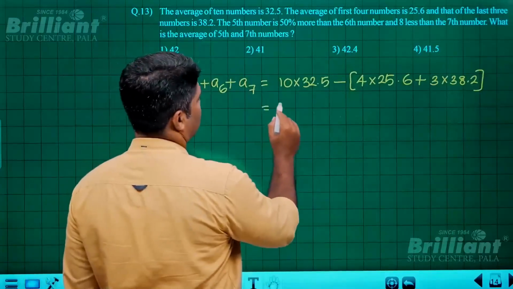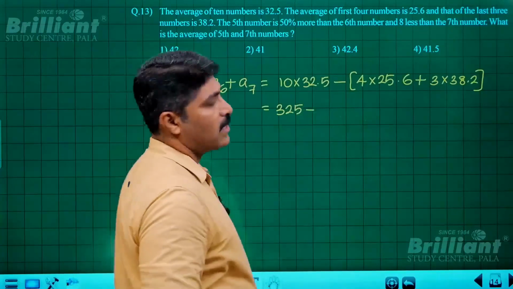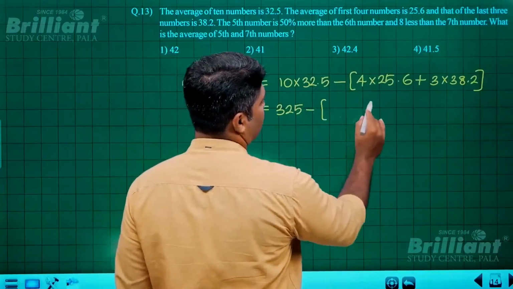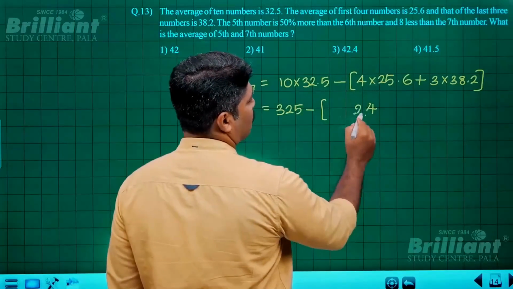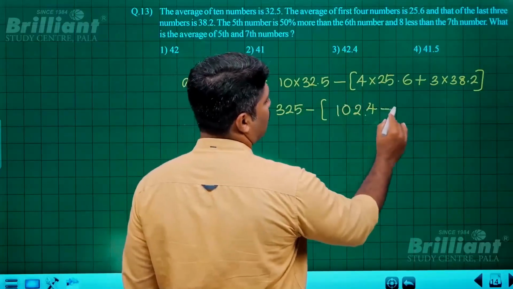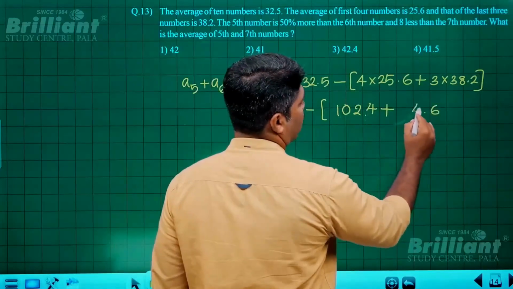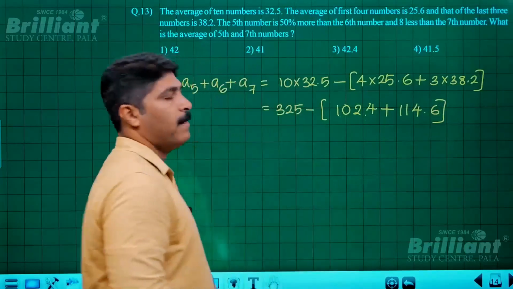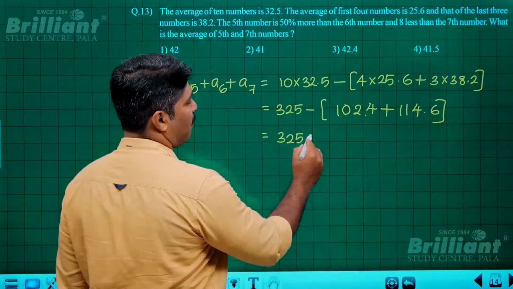So here this is equal to 325 minus. So what is the product of all these values? Here this is equal to 4 into 6, that's equal to 24. 2 is there. 5 into 4, 20 plus 2, 22 is there. 2. So that is 102.4 plus 0.6, 24. So that is 114.6. So that is equal to 325 minus.